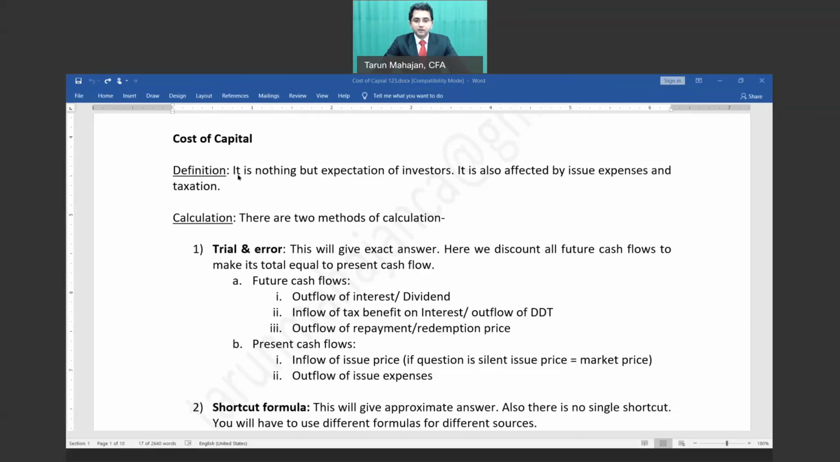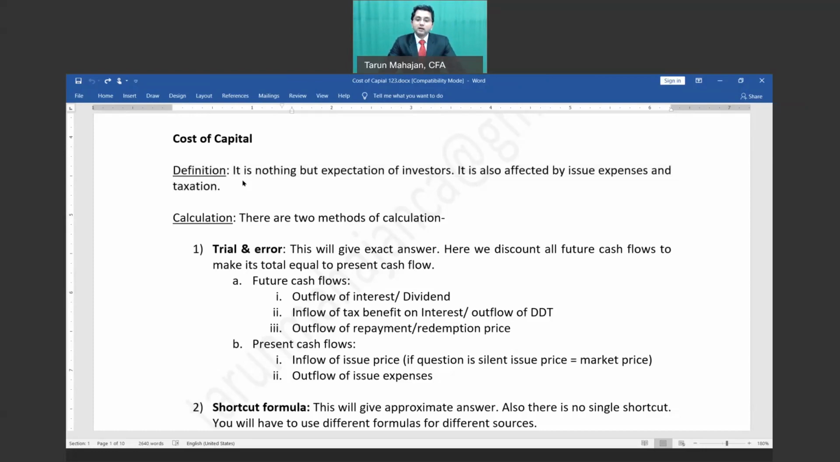Usually people say that whatever I pay to my investors is my cost. No, not so. Cost of capital is nothing but the expectations of investors. Better I say it is the expectation of stakeholders, means the investors, brokers, underwriters, Government of India for taxes. Their expectation together from the company is actually the cost of capital.